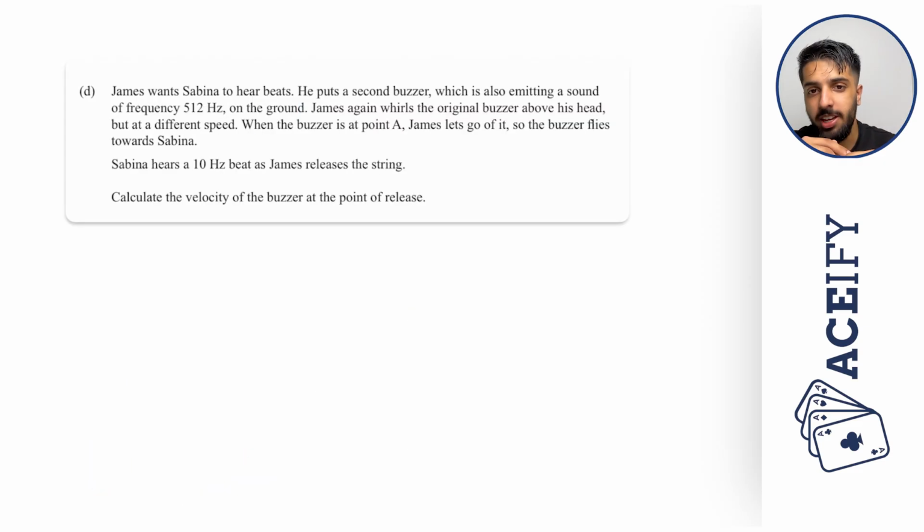James and Sabina want to hear beats. He puts a second buzzer, which is also emitting a sound of 512 Hz, on the ground. James again swirls the original buzzer above his head, but at a different speed. When the buzzer is at point A, James lets go of it, so the buzzer flies off towards Sabina. Sabina hears a 10 Hz beat. Calculate the velocity of the buzzer at the point of release.